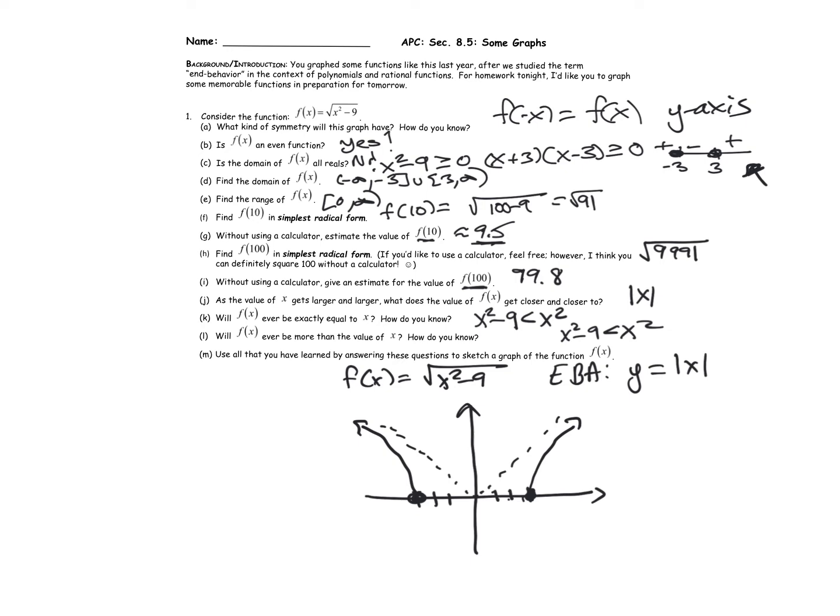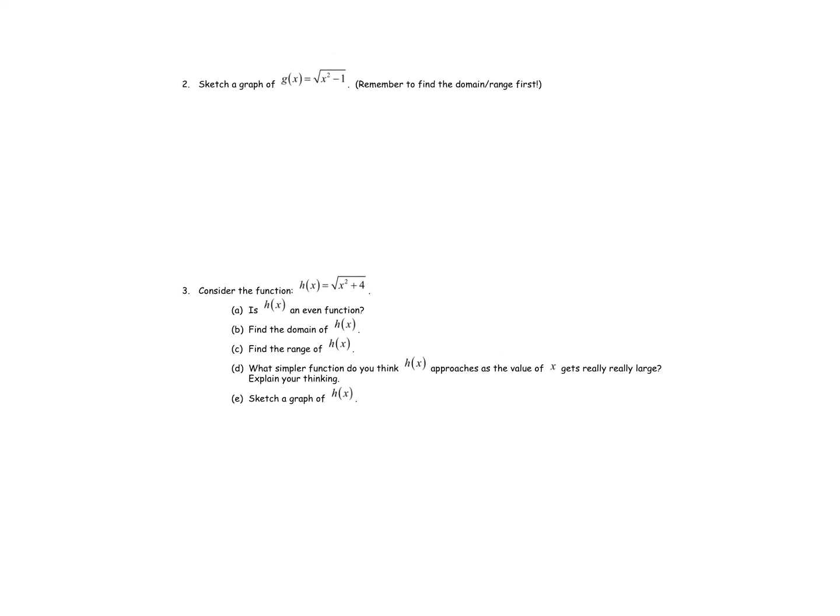So I'm going to turn the page here. Try to do this second one. It's very similar to the first. Instead of having x squared minus 9, you have x squared minus 1. And the EBA is still going to be y equals the absolute value of x. So my suggestion would be to find the domain and range and then graph it. And so you can check out my solutions after you do that.